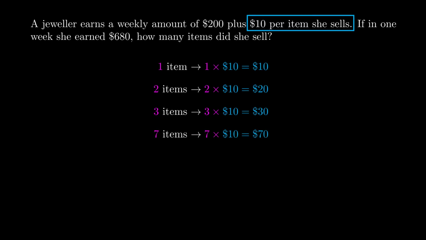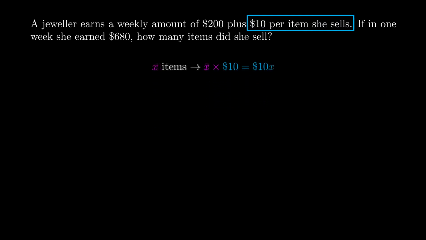Now, the reason why we would think through these, even though I'm pretty sure these are all obvious, is you're trying to look for some sort of pattern. You don't know how many items she's selling, but you know that however many she's selling, the pattern is that the amount she earns comes from multiplying by 10. And so if she sells x items, we don't know how many, then the amount she earns from doing that will just be 10x.